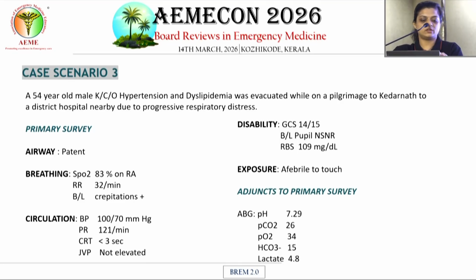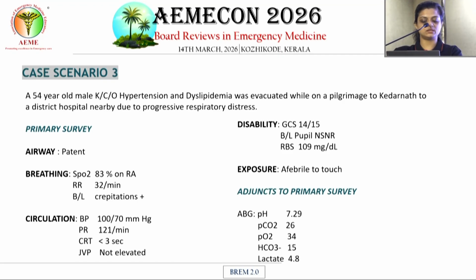The last scenario for today: a 54-year-old male, a known case of hypertension and dyslipidemia. He was evacuated to a district hospital while on a pilgrimage to Kedarnath, due to progressive respiratory failure. You can see saturation is very low, 83% in room air. Respiratory rate is 32 per minute, and he has bilateral crepitations. Rest everything looks fine, and on disability, GCS is 14 out of 15.